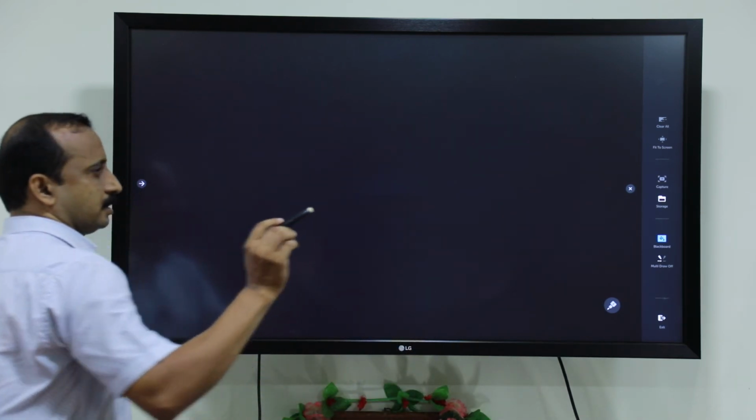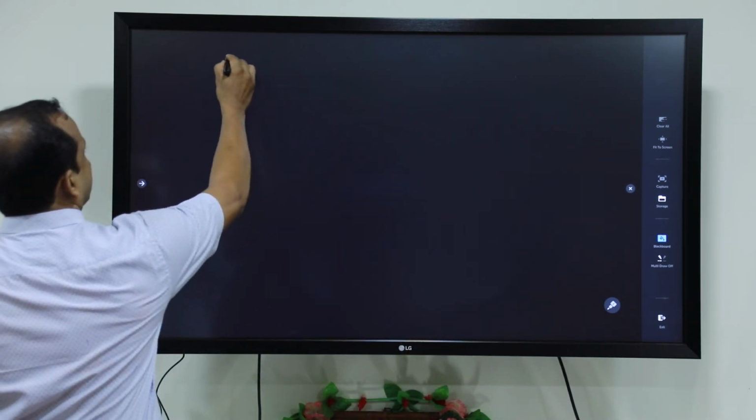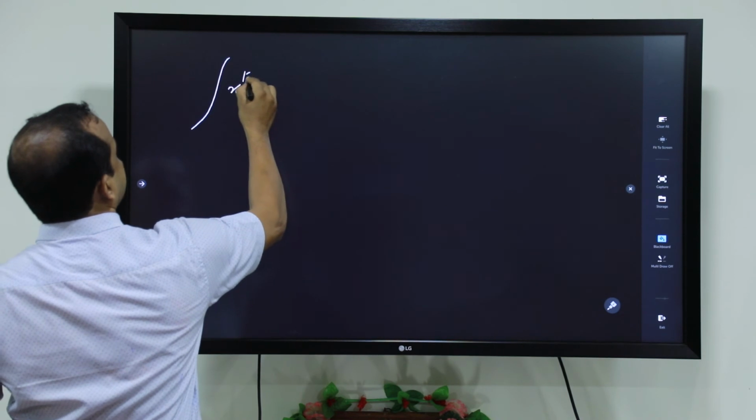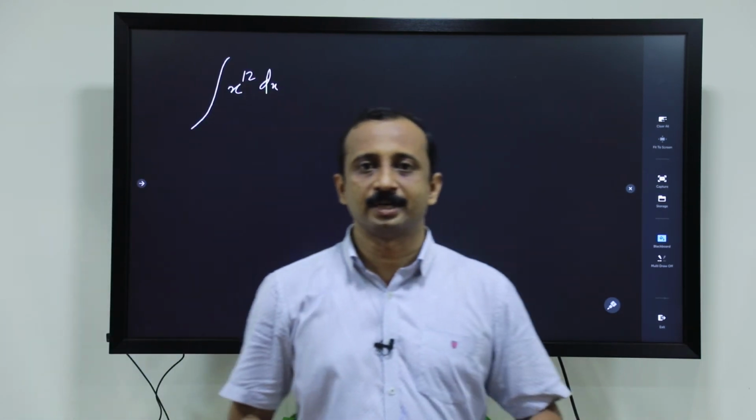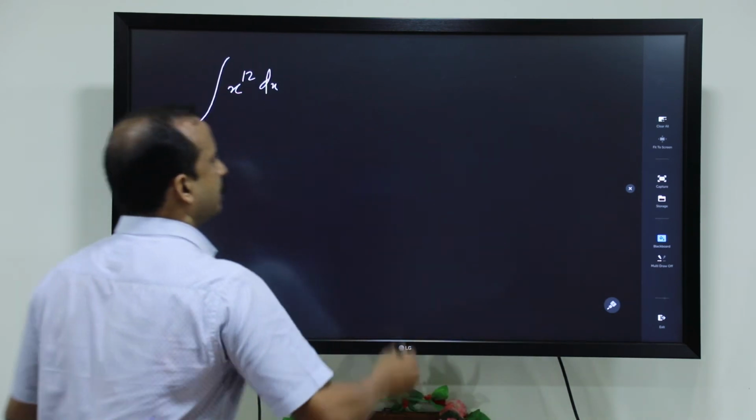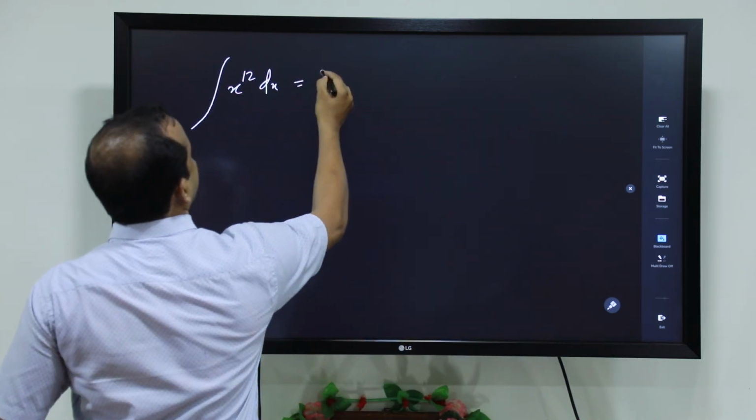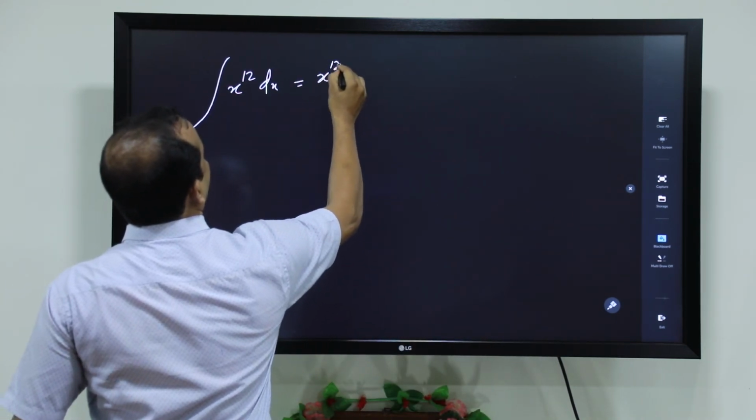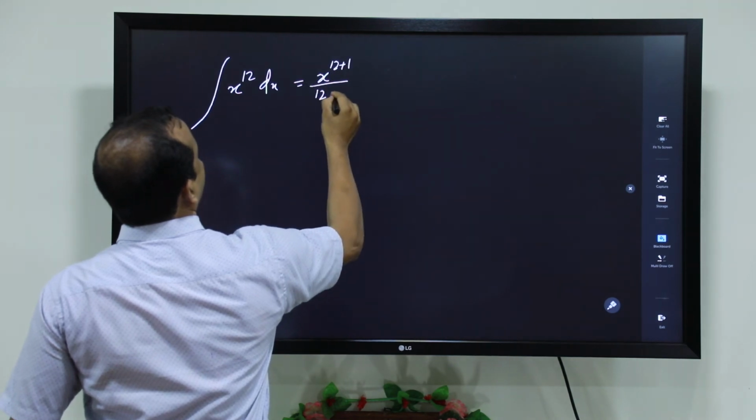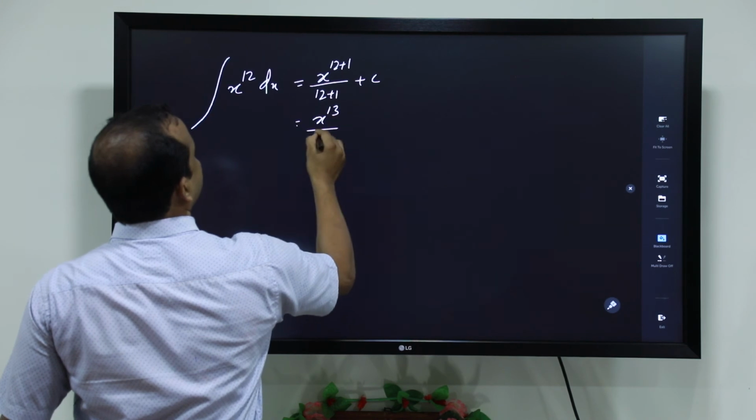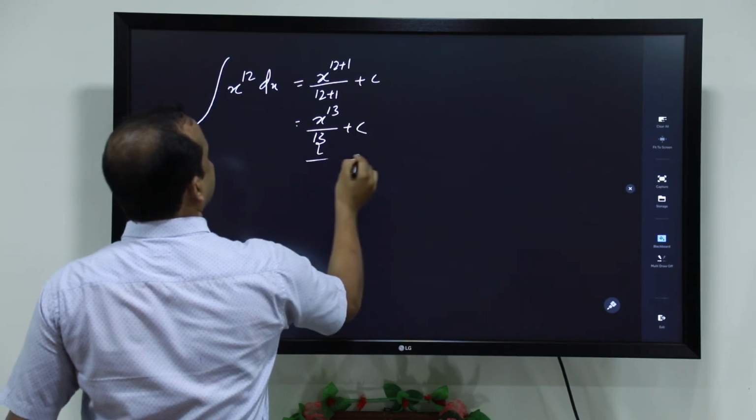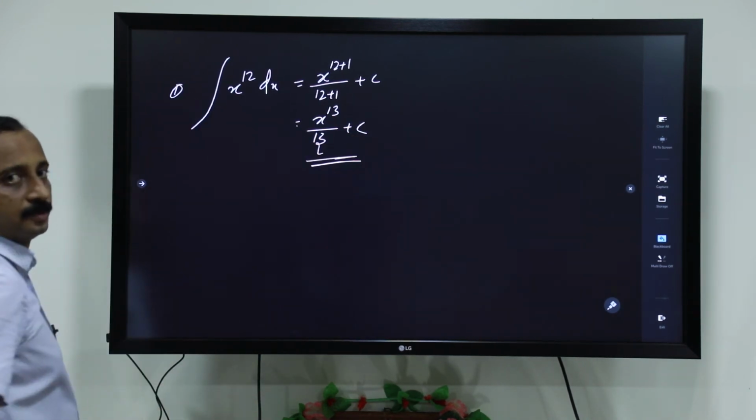Before we start, we have one question. Suppose you find integral of x raised to 12. Okay, you already know integral of x raised to n is x raised to n plus 1 by n plus 1. Then for x raised to 12, the answer is x raised to 12 plus 1 divided by 12 plus 1 plus c. The answer becomes x raised to 13 divided by 13 plus c. Okay, it's a very simple portion.